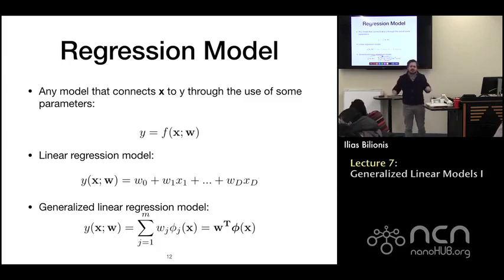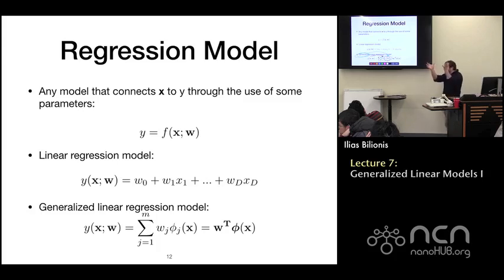It could be polynomials, radial basis functions. We'll see some examples later. Any function you want. But the weights appear in a linear way. So the generalized refers to the phis, and the linear term refers to the weights.